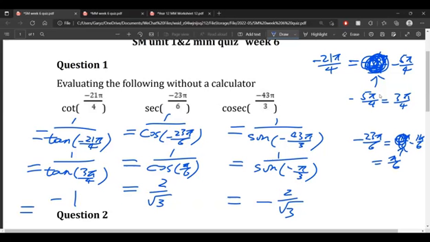Cosine of pi on 6 is root 3 on 2, and because it's 1 on that, we just flip the fraction around. And the final one is 1 on sine of this, and it's the same logic, so I won't go over it. So negative 43 pi on 3 is the same as negative pi on 3, and after evaluating, we get negative 2 on root 3, and that's our answer here.